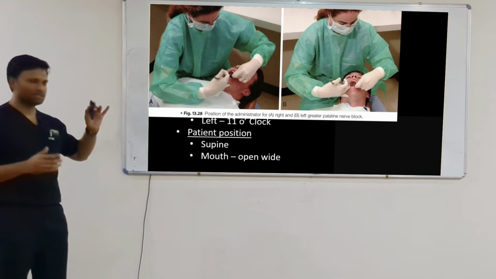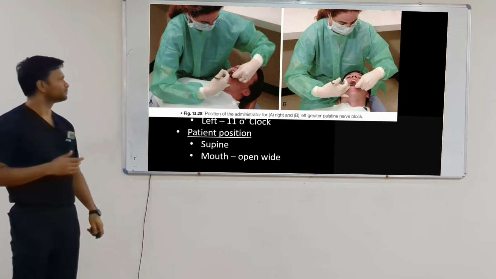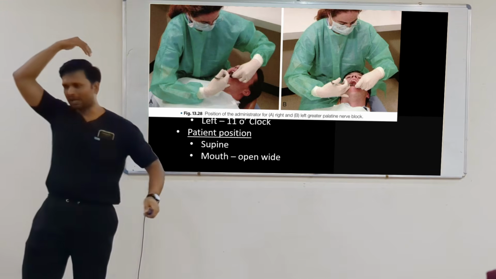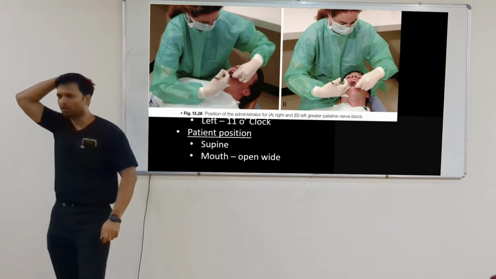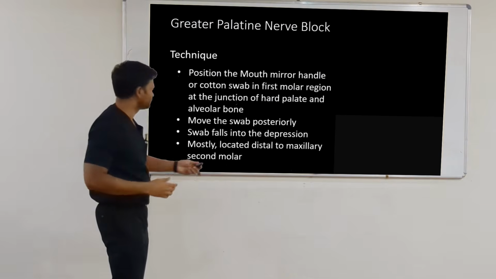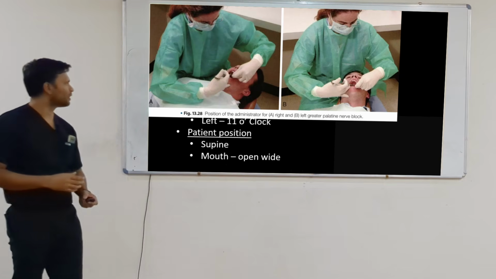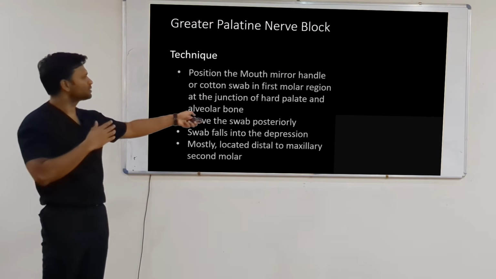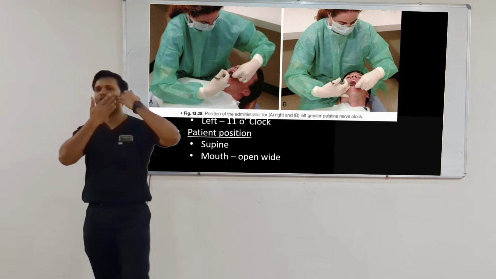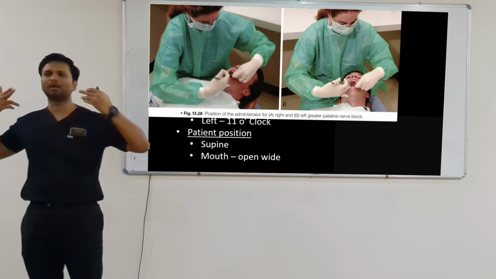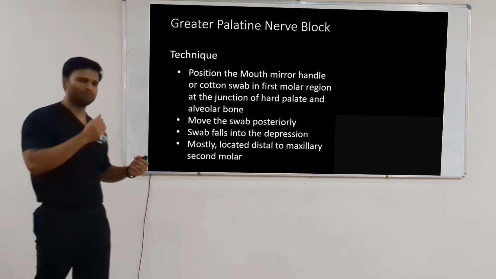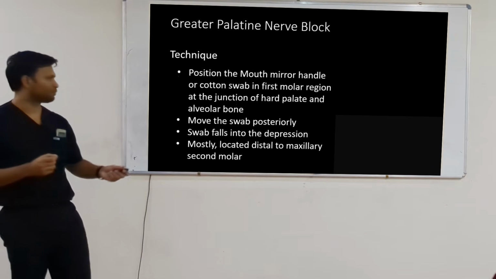Can you see this? For the left side it is 11 o'clock, for the right side it is 8 o'clock. 11 o'clock, 8 o'clock. Do you understand? Just exactly posterior to the head of the patient, it is 12 o'clock, 11, 10. It is like a clock. The patient position is supine, and the mouth should be open wide. You're going to approach the site from the opposite side. If you're giving the block on the left side, you're going to approach and insert the needle from the opposite side. For the technique, you're going to use a mirror handle or a cotton swab to locate the foramen.